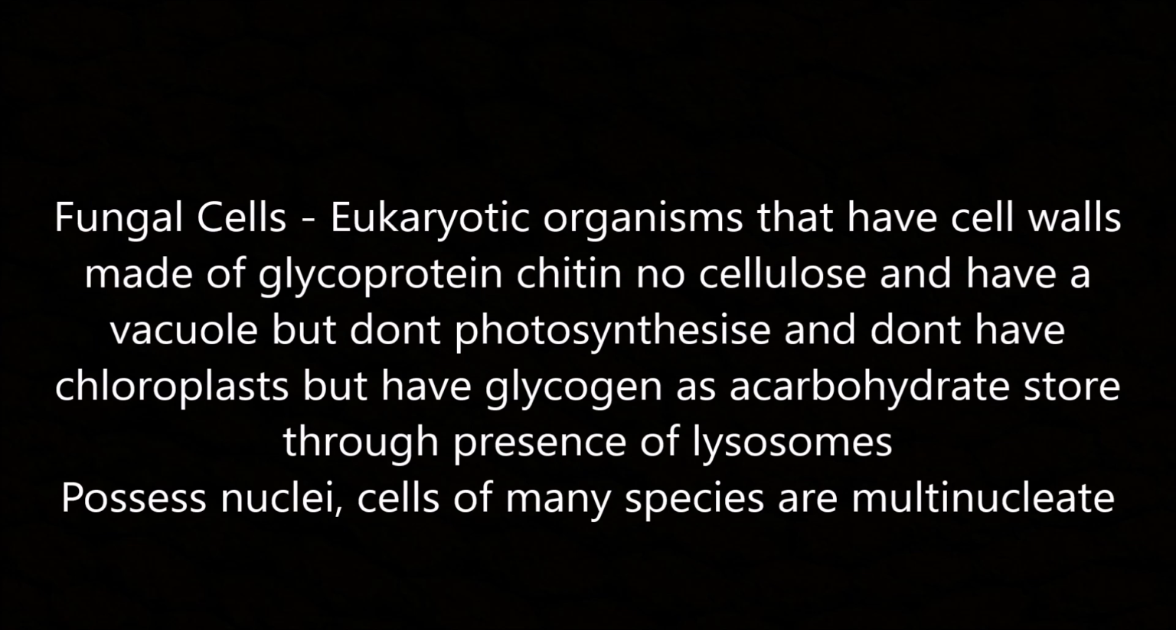Fungal cells are eukaryotic organisms that have cell walls made of the glycoprotein chitin, but no cellulose, and have a vacuole, but don't photosynthesize and don't have chloroplasts. They do have glycogen as a carbohydrate store, and lysosomes are present. They possess nuclei, and cells of many species are multinucleate.